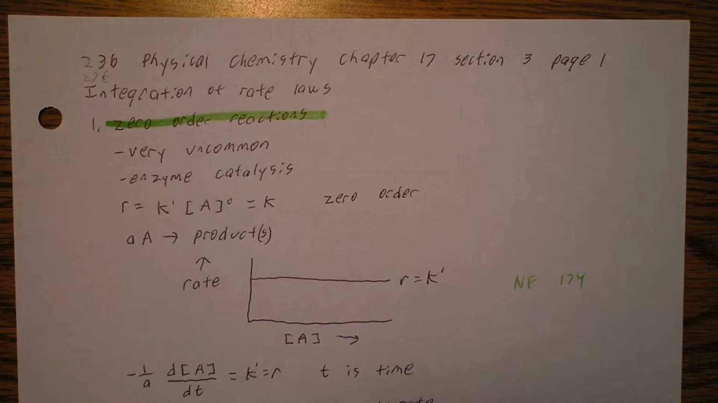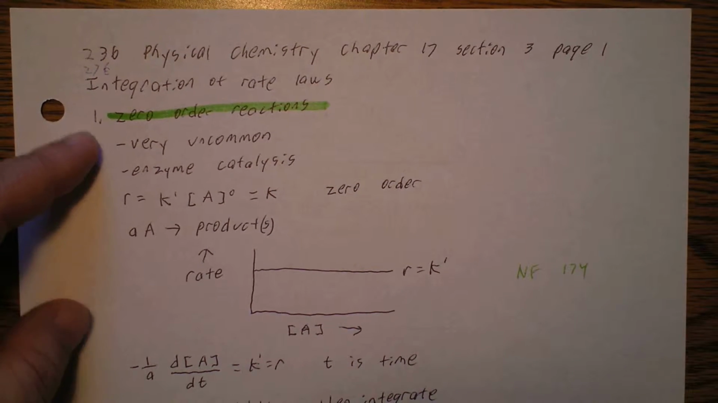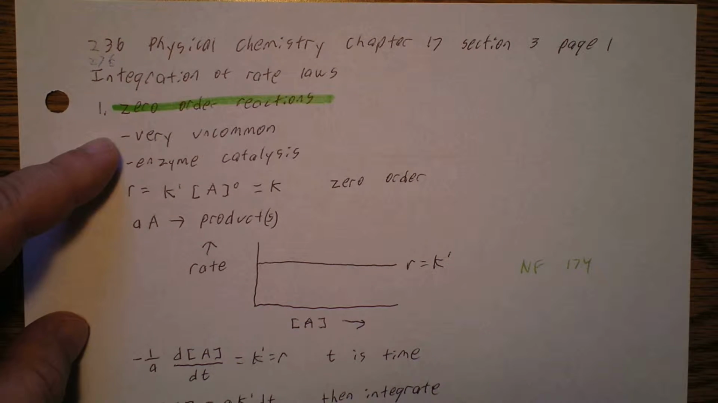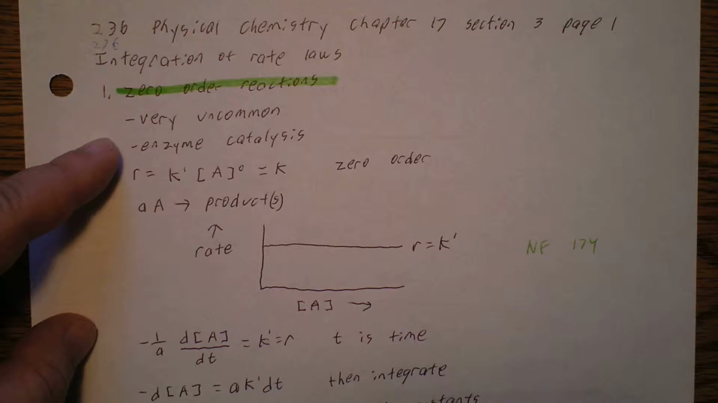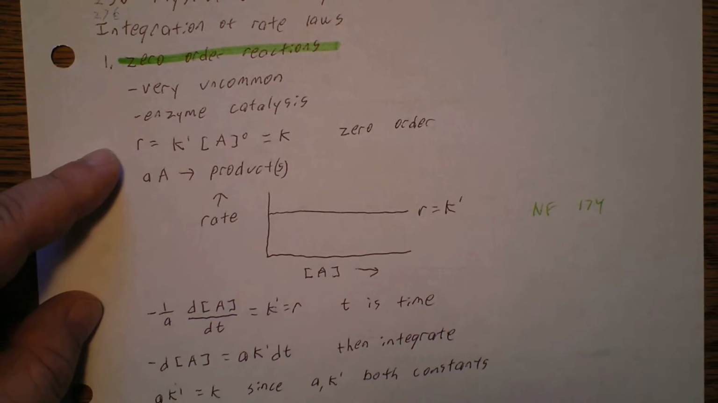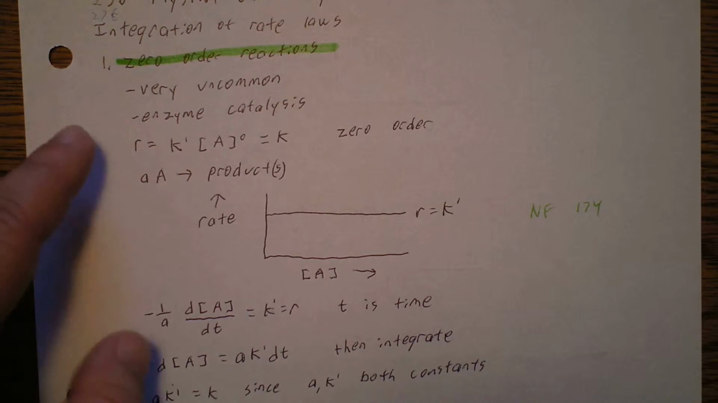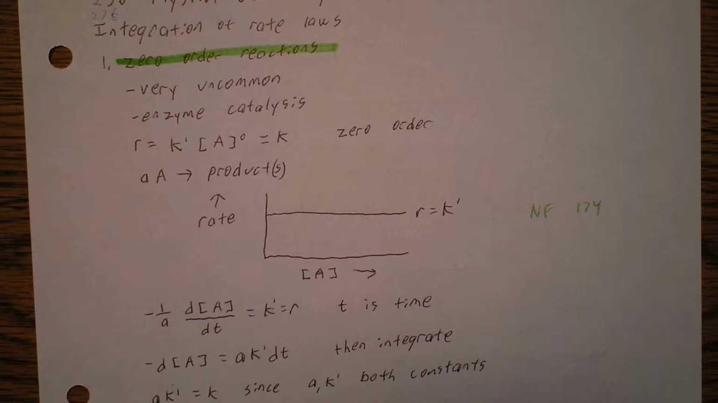Now, one type of reaction is a zero-order reaction. This actually is very uncommon in chemistry. An example might be enzyme catalysis. So here's an example. We have R is equal to K prime times the concentration of substance A to the 0th power. Therefore, it's just R is equal to K. So this is a zero-order reaction.